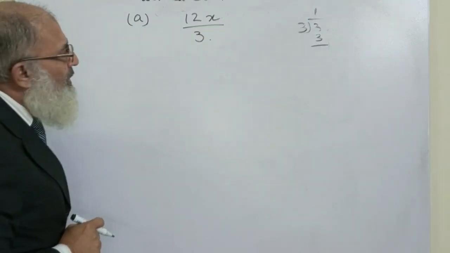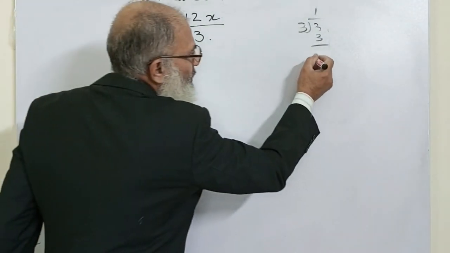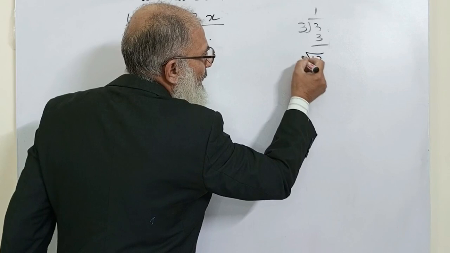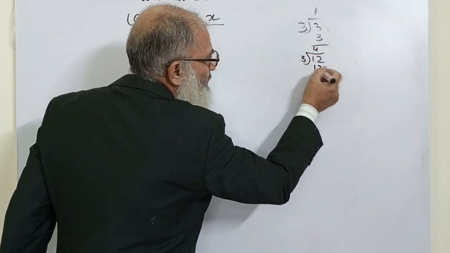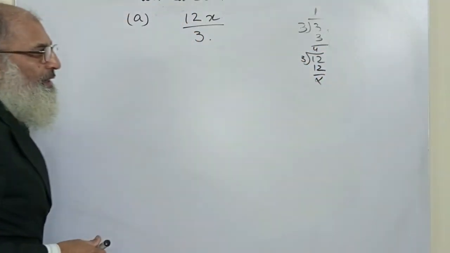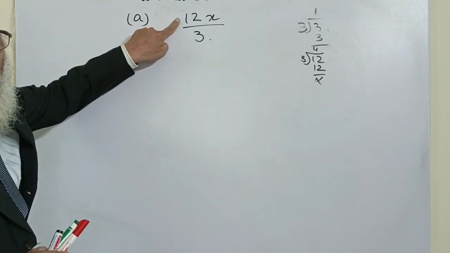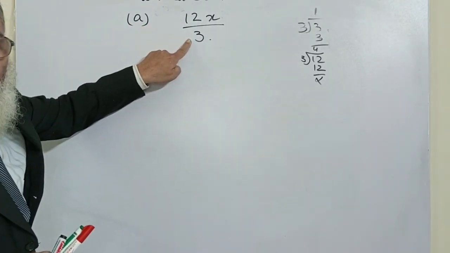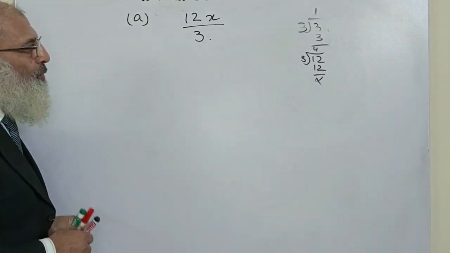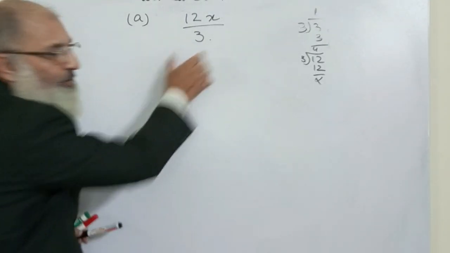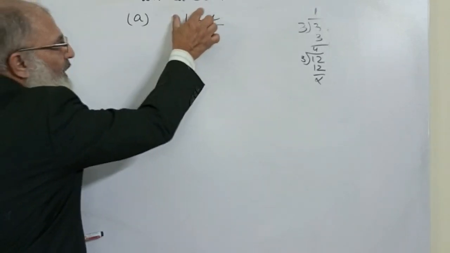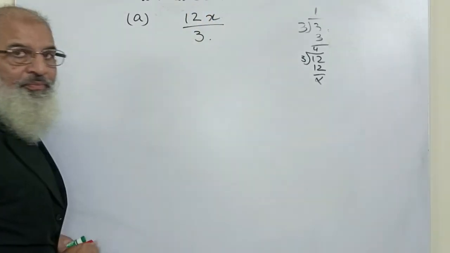3 1 times 3. And if we divide 12 by 3, it will become 4. You see that 12 is divisible by 3, and 3 is divisible by 3. So what will we do? We divide 3 by 3, and we divide 12 by 3.